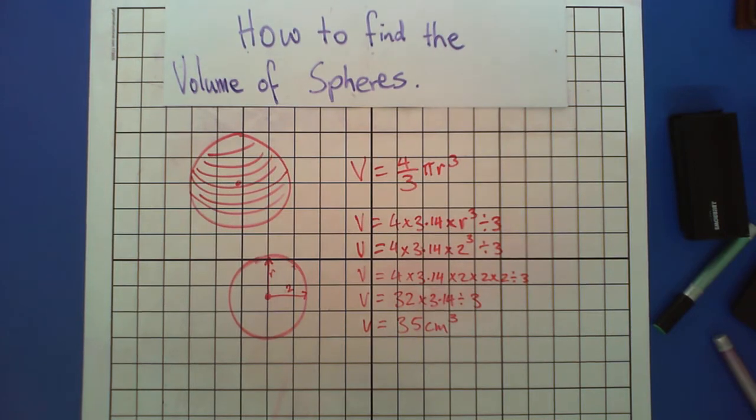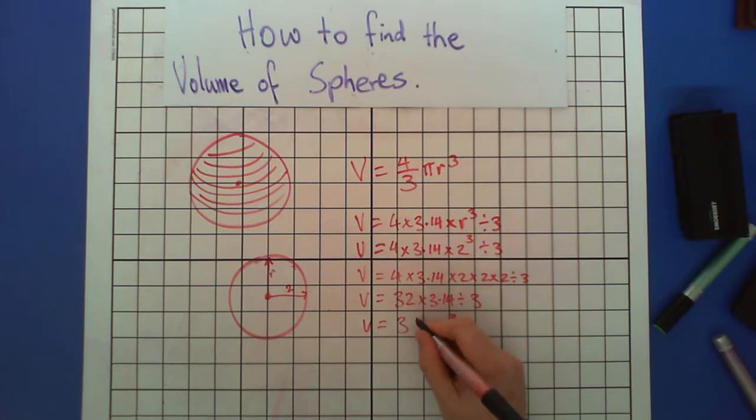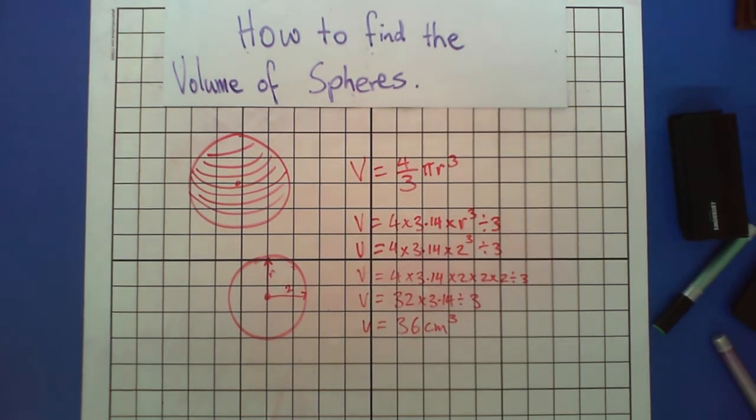So let's just estimate there's going to be around about 35. It'll actually be a bit higher than that. It'll probably be close to 36 or 37. Let's call it 36 centimeters cubed.